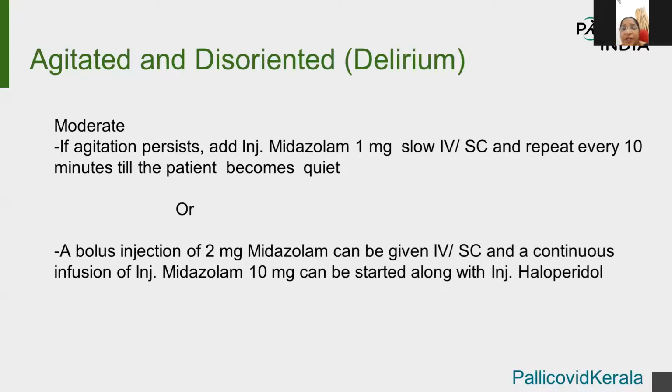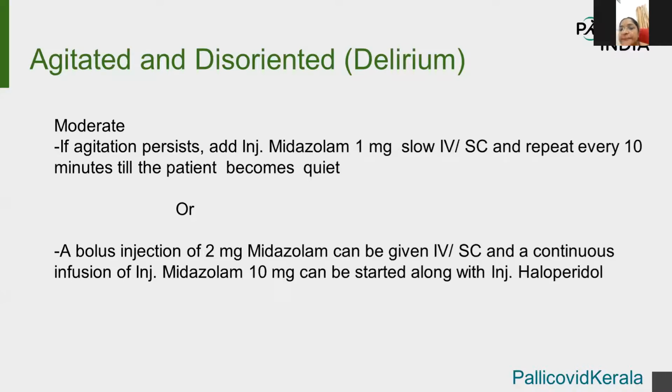If it is moderate, agitated, and disoriented, if agitation persists, add injection midazolam, 1 milligram slow intravenous or subcutaneous, and repeat every 10 minutes till the patient becomes quiet. Or a bolus injection of 2 milligrams midazolam can be given intravenously or subcutaneously, and a continuous infusion of injection midazolam, 10 milligrams, can be started along with injection haloperidol. So we started injection haloperidol first, and then we added in midazolam.